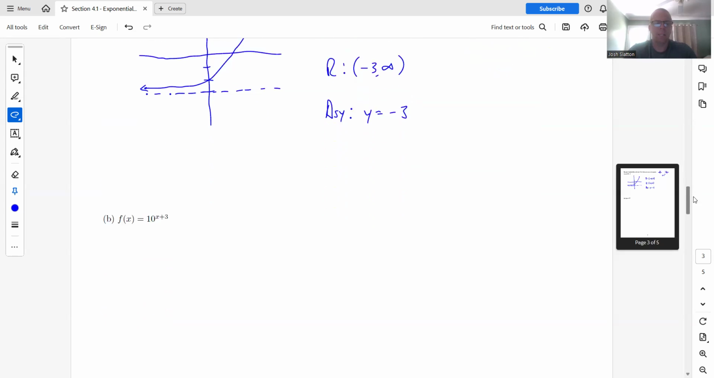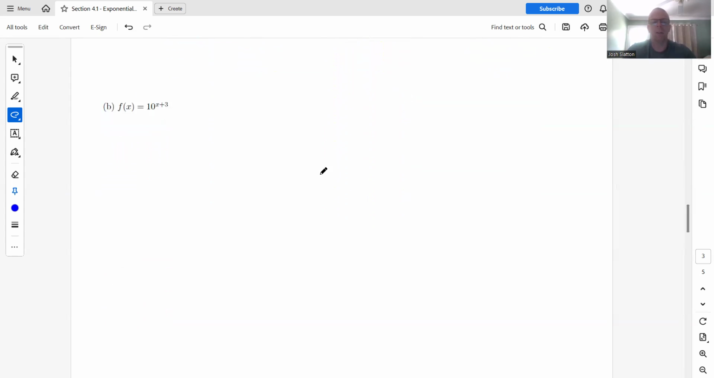All right, next one, we have 10 to the x plus 3. So now this one is going to be a horizontal shift. And this is a little bit harder to draw, I guess. We could figure out, well, when x is 0, we could figure out the y-intercept. When x is 0, we have 10 to the third, so the y-intercept would be 10,000.